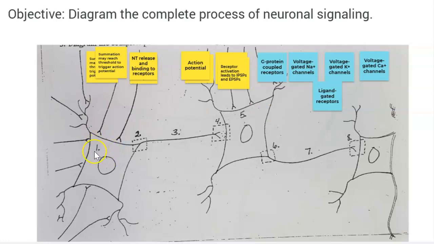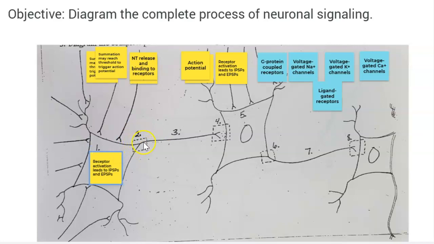All right, so we will begin at number 1. And so what's happening here, this is where your EPSPs and IPSPs, so those excitatory potentials and inhibitory potentials, are being activated. So, you know, here is where you get the release of the neurotransmitter binding the receptors, but within this cell, the first thing that's happening is the receptor activation is leading to inhibitory or excitatory postsynaptic potentials.